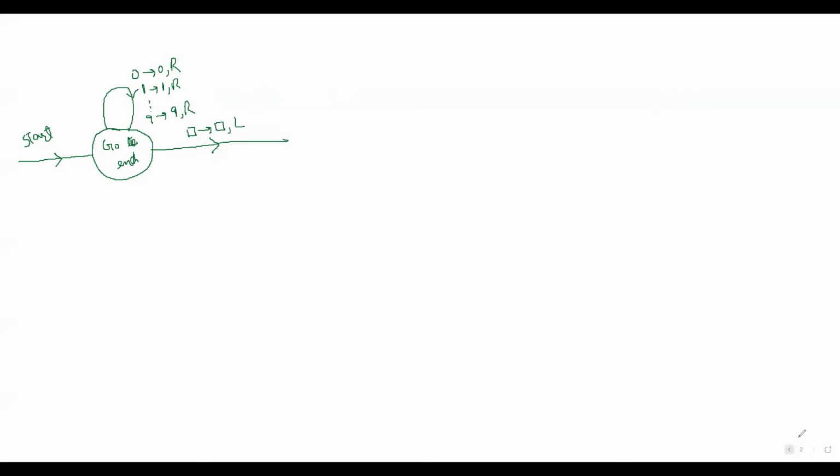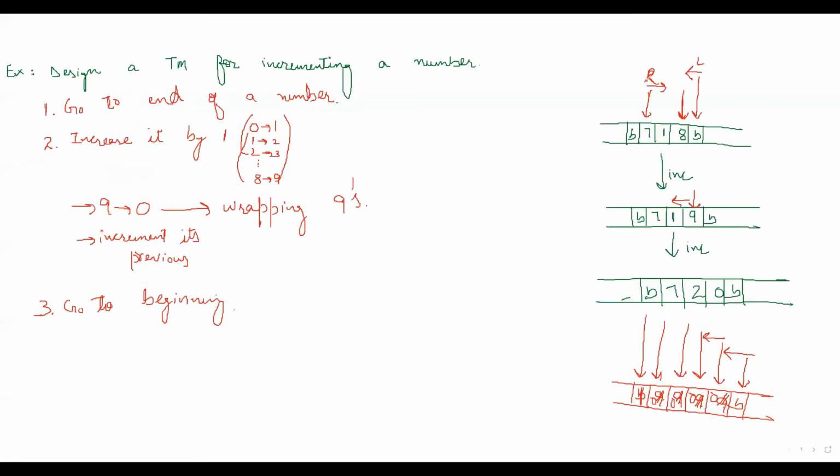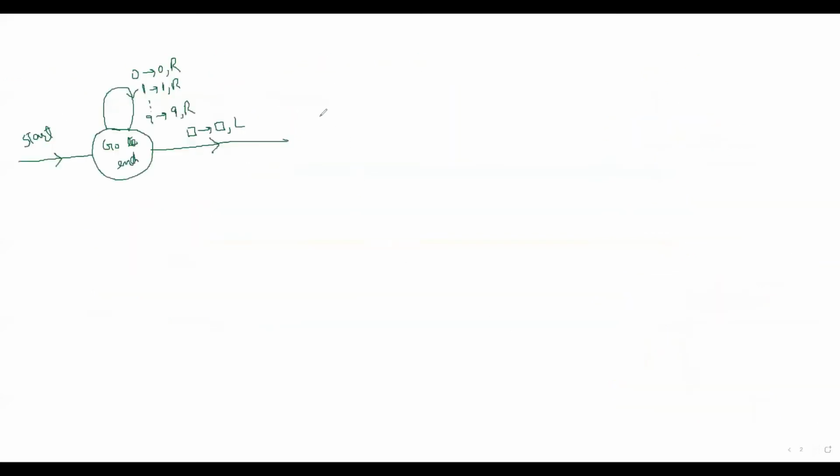So it is like here. We are going right, right, right. We reach here, and here it is blank. So we will move one position left. So that means we are at the end. Okay. So now when we have reached the end, what is the job? Wrap 9s. So we have to wrap 9s.